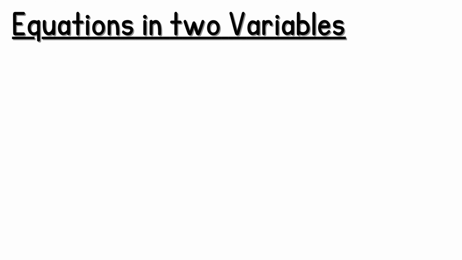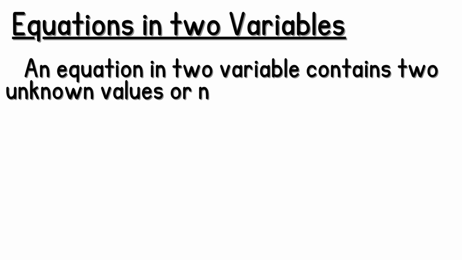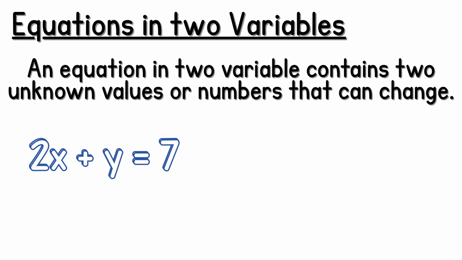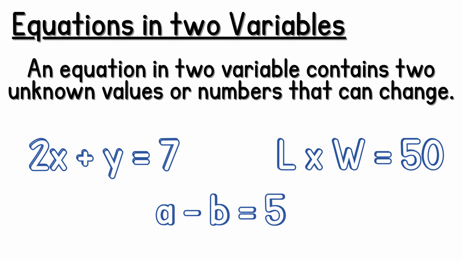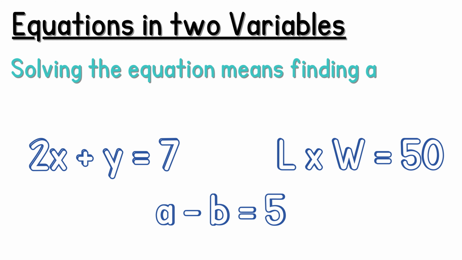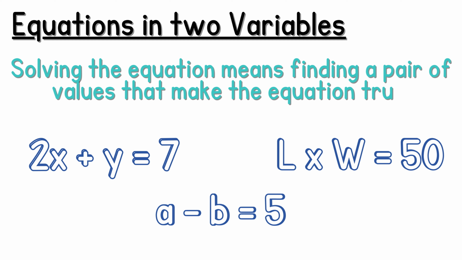Now let's look at equations in two variables. An equation in two variables contains two unknown values or numbers that can change. For example, 2x plus y equals 7, or a minus b equals 5, or L times W equals 50, since all of these equations have two variables in them. Solving these equations means finding a pair of values that make the equation true, instead of just one value. So let's look at some examples of two variable equations.